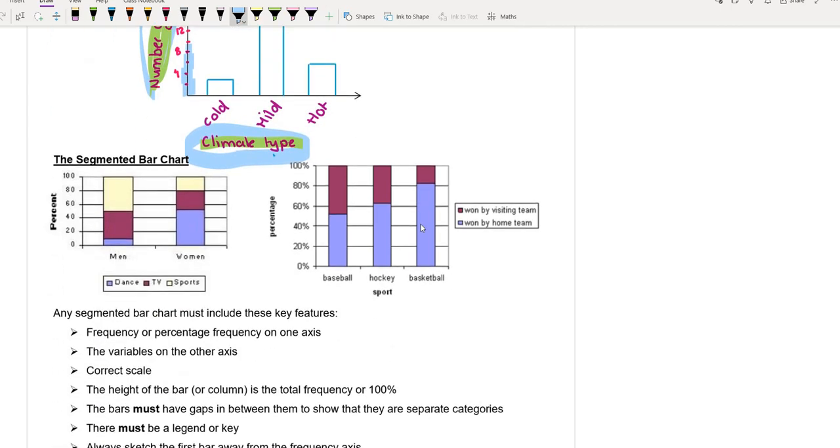And the next one we're looking at is something that might be new to many of you, the segmented bar charts. So these are bar charts in segments. In one bar, we have different segments. So we can display multiple things all in one bar.